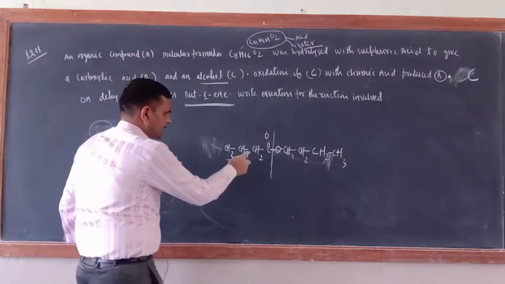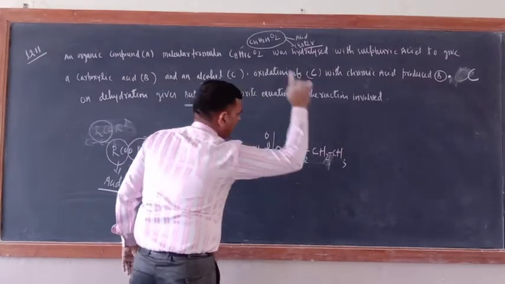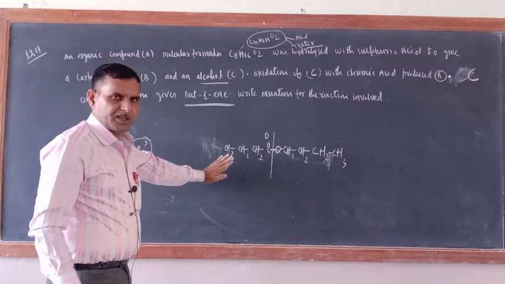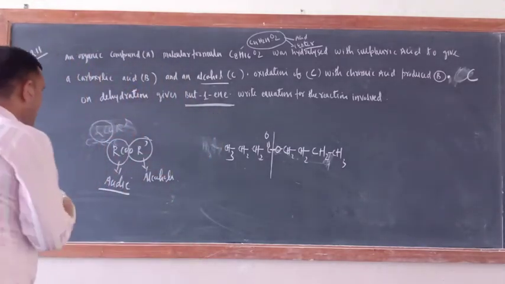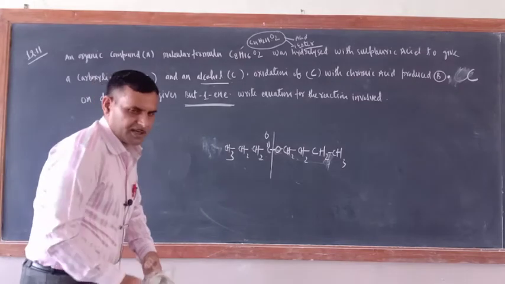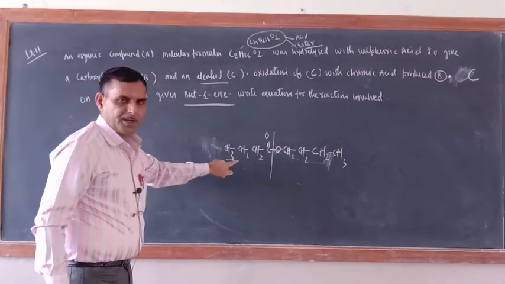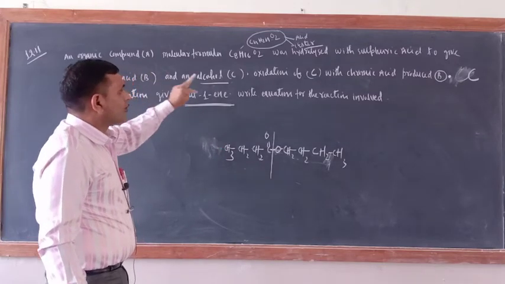Just see, this is the RCO part and this is the RO part. Correct or not? Check here. Everything is okay. This would be the ester. Now once the setting is over, why should I write the formula in this way? Because whatever carboxylic acid and alcohol are forming, both contain the same number of carbon atoms.